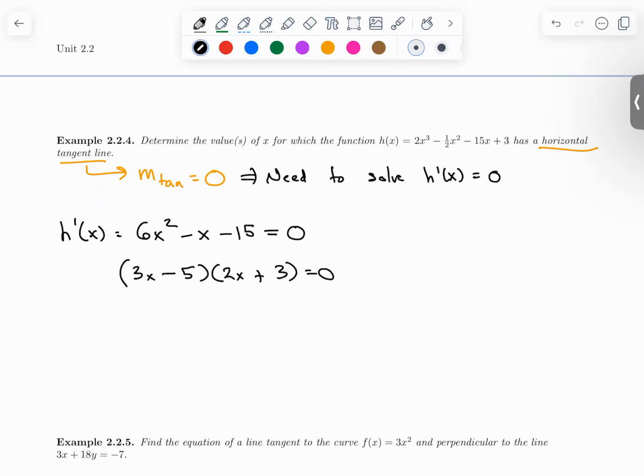So don't worry if you don't do the AC method, box method, whatever you want to do is fine. It's bottoms up. So x equals 5/3 and negative 3/2. John Doe student boxes it in, and John Doe student is finally right for once in his life. Because it's only asking for the x values. It's not asking for the points. If it asked for the points, we plug those x values into h, find the corresponding y value.